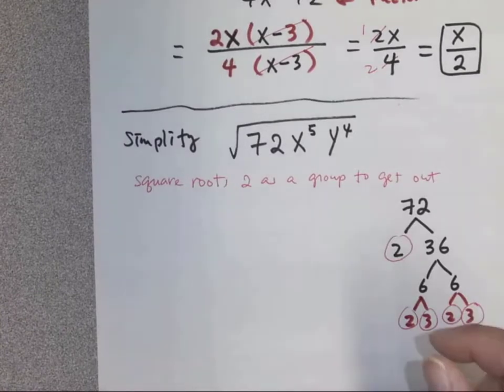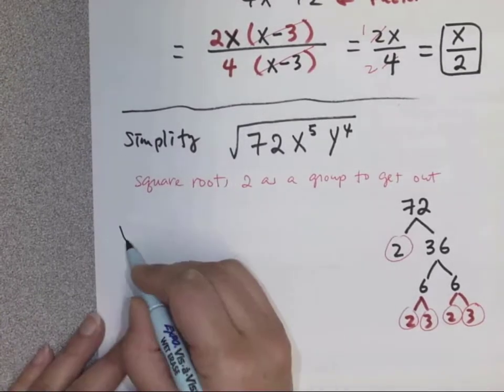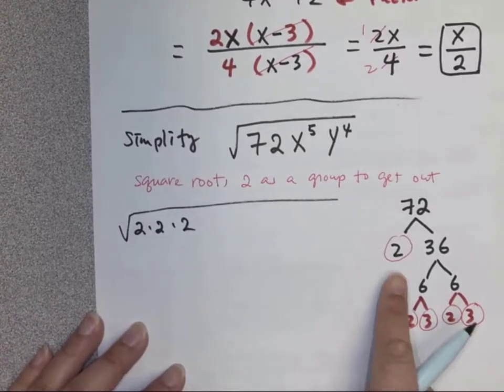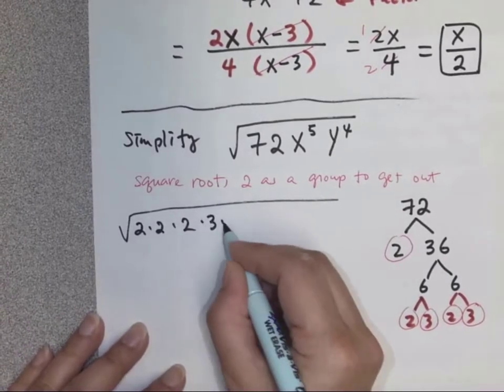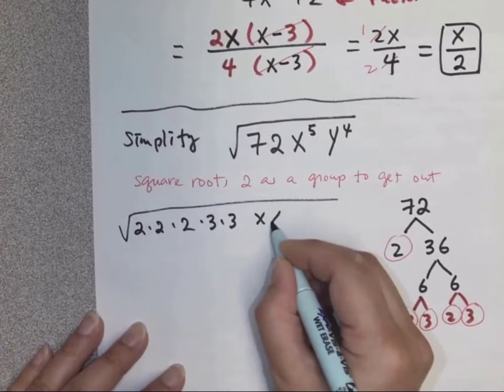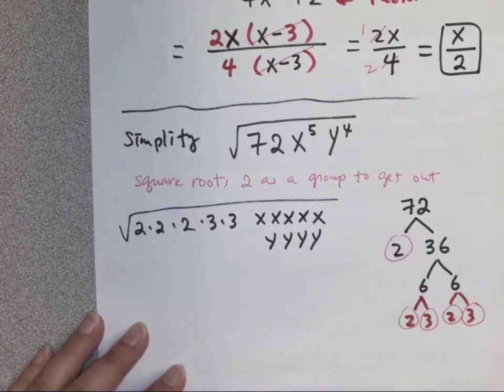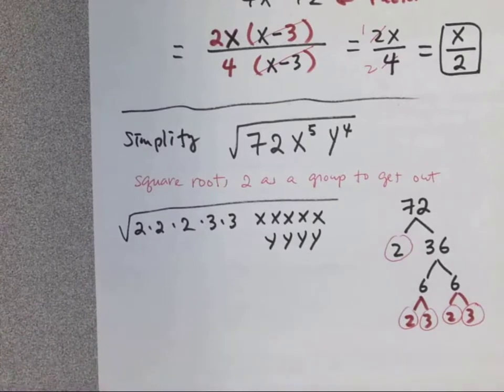So I can rewrite 72 as 2 times 2 times 2. I have 3 of them, right? And then 3 times 3. And I have 5 of the x and then 4 of the y, correct? So I know this looks kind of tedious, but it always works, and it really doesn't take that much time, right? Just 10 more seconds.